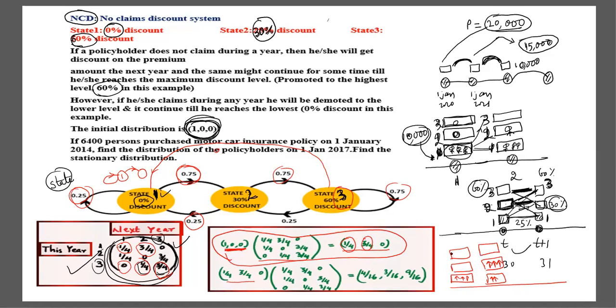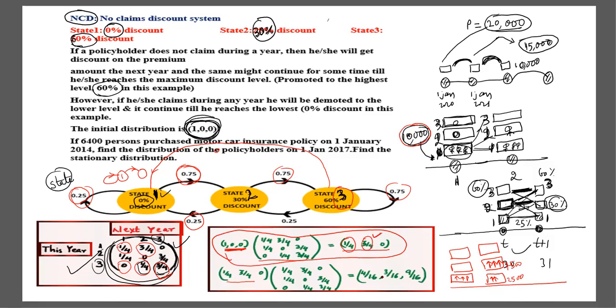And nobody will get 60% discount. So out of 10,000 policyholders, if you take 10,000, then 25%, 2,500, they will be here. And the rest, 7,500, they will get 30% discount next time. And nobody will get 60% discount.